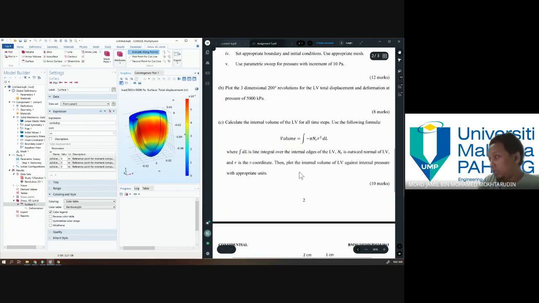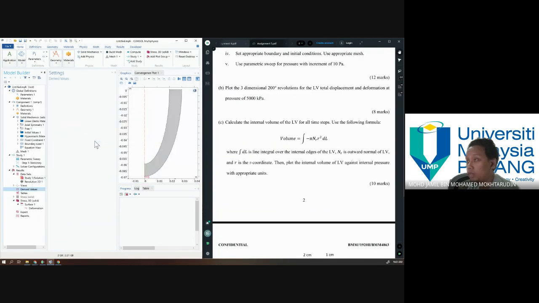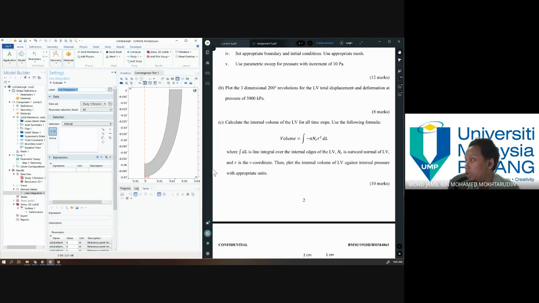And then question C, calculate the internal volume of LV for all time steps. Use the formula volume equals integration of negative pi and r squared times dl. So integration dl here is the line integral. So what you need to do is here in the derived values, right click, choose integration, and we choose line integration. And then we want the internal volume, so we choose only the internal line.